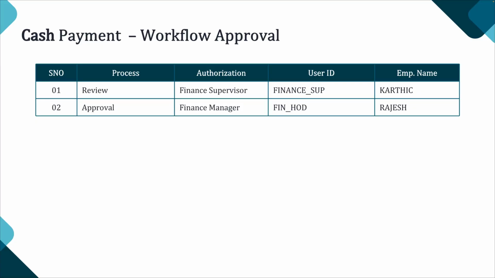This slide shows the cash receipt workflow approval process. It consists of two levels, reviewing and approving. First, after entries are created by the creator, the document will be forwarded to the supervisor. Once the supervisor has reviewed the document, it will be forwarded to the manager, who will approve it. Then the manager will review and approve the document. This is how the workflow works.